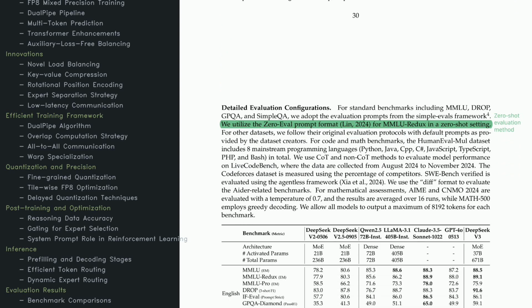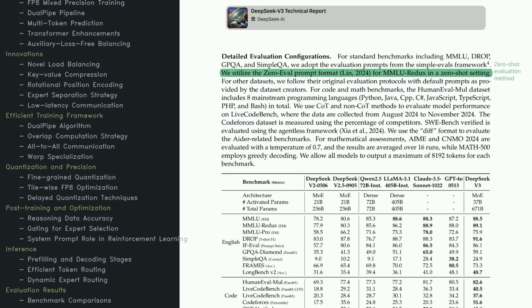On this page, they run DeepSeek V3 through standard datasets like MMLU and DROP, with zero-shot prompts for fairness. For coding and math tasks, they check multiple languages and chain of thought, with code or non-code methods. Codeforces is tested by seeing what percentage of participants the model beats, an interesting measure. Math tasks use specific temperatures for sampling and average out multiple runs to ensure reliability. The table here shows DeepSeek V3 often pulls ahead of rivals on these demanding benchmarks, highlighting its power and versatility.